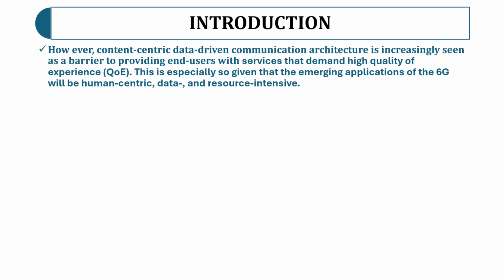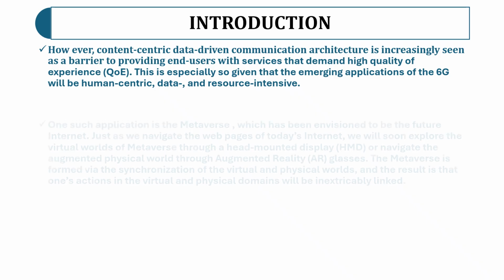From 1G to 5G, the data was only content-centric. It doesn't provide the high quality of experience to the users, but users only want a high quality of experience. Although the data and content are provided to the users, the quality of experience is very low. So this limitation is overcome by 6G, and 6G will be human-centric, data and resource intensive.